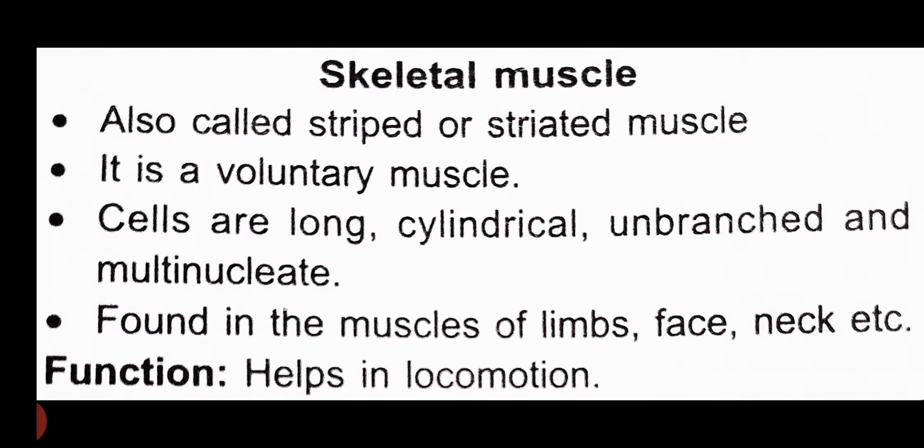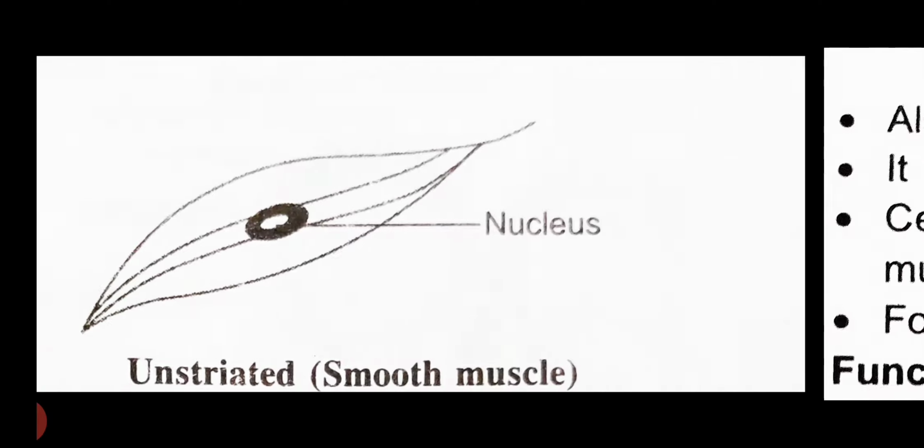The cells of these muscles are long, cylindrical, unbranched, and contain many nuclei, that means it is multinucleated. It is found in muscles of limb, face, neck, etc. The body portion that we can easily move. And it basically helps in locomotion, that means for the motion or movement in our body.